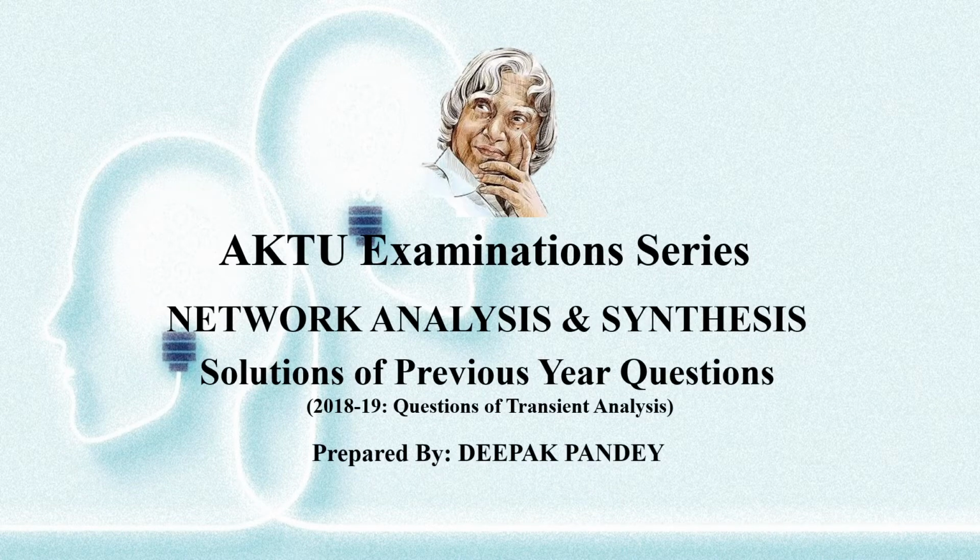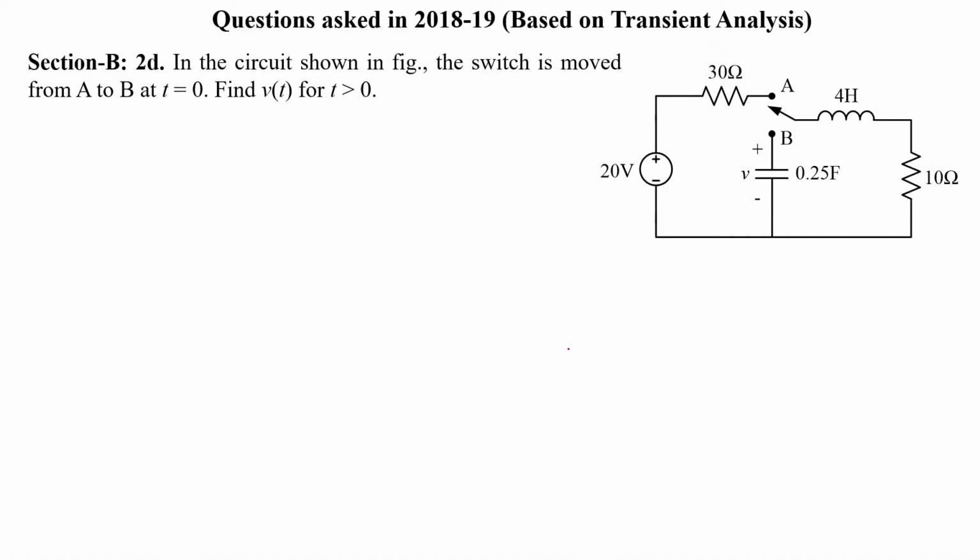This video lecture series is on questions asked in Network Analysis and Synthesis in 2018 and 19. We are going to discuss the questions of transient analysis. The first question of transient analysis asked in 2018 and 19 was from section B, question number 2D. A figure is given, and it says: in the circuit shown in figure the switch is moved from A to B at t equals to 0.